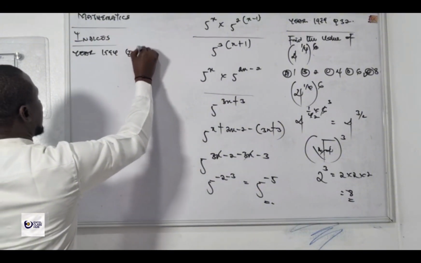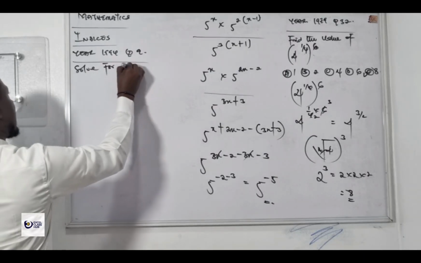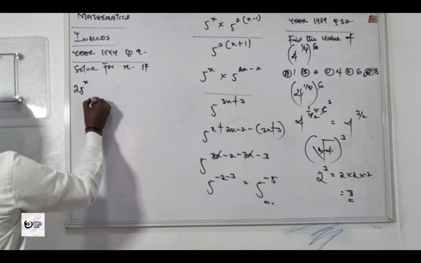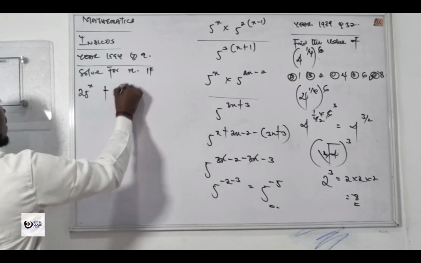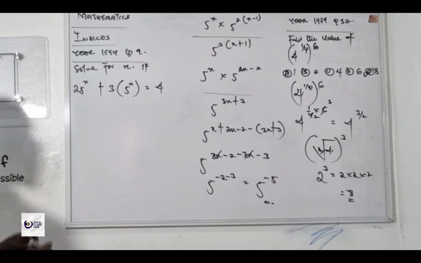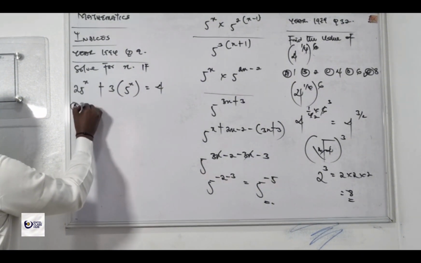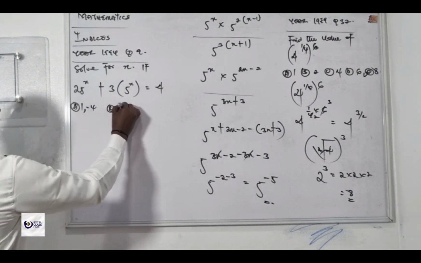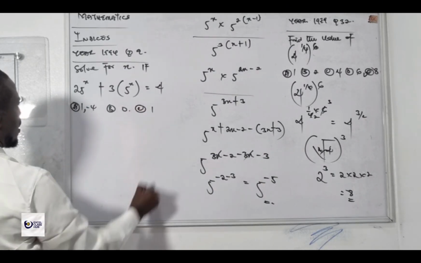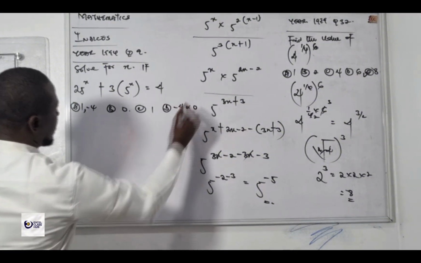1994 question 9, please. Solve for x. If 25 raised by x plus 3 into bracket 5 raised by x is equal to 4. This one is exponential. Option A, 1 or minus 4. B, 0. C, 1. D, minus 4 or 0. Is that the option? Yes.